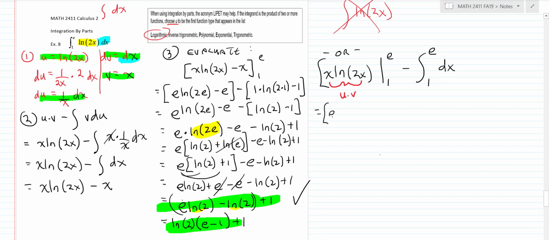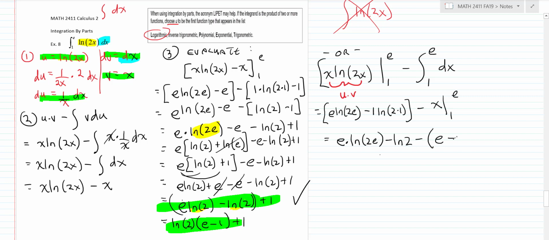If you did it this way, you would have e ln of 2e minus 1 ln of 2 times 1. Then have the minus sign, and then this would be the integral of dx is x, and you evaluate that 1 to e. So I'm just going to show you that you're doing the same thing. So this would be e times ln of 2e minus ln of 2, and then this would be e minus 1. So you would have e ln of 2e minus ln of 2 minus e plus 1.